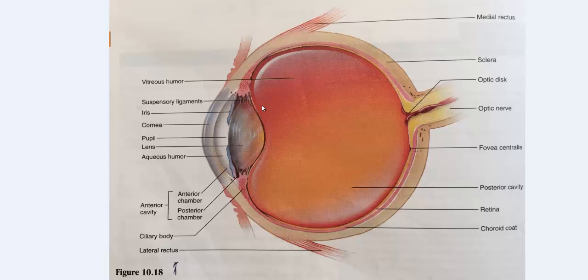Now I've already spoken about the vitreous humor, so next are the suspensory ligaments, which you can see here as these little white lines. The suspensory ligaments are just small ligaments that hold the lens in place and make sure it doesn't move. These are very fragile and can be broken very easily.